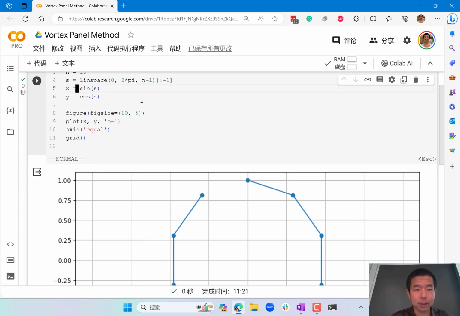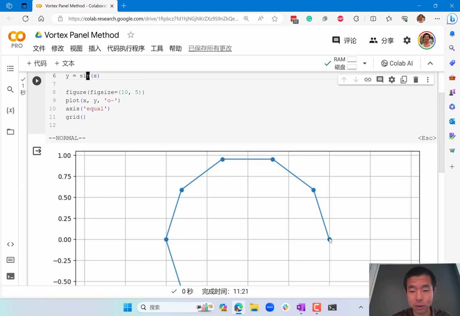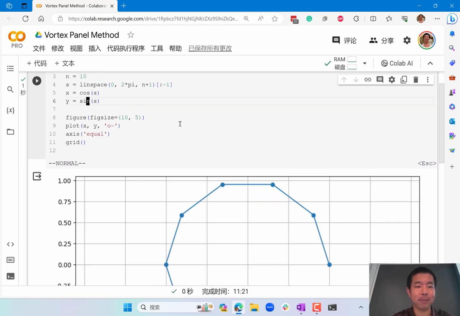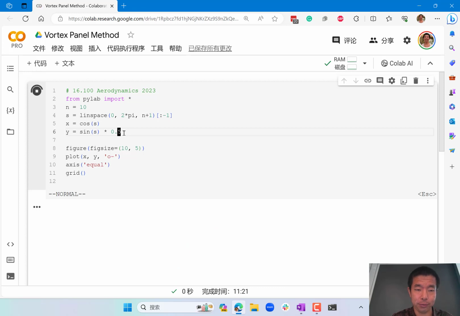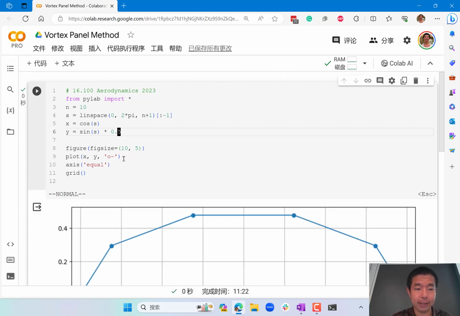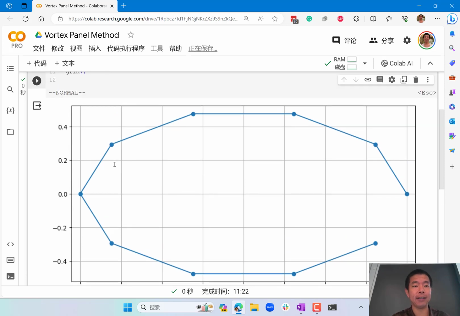Actually, I want x to be cosine, y to be sine. So that makes the trailing edge the first point. That makes things a little bit easier. So actually, let's make it an ellipse of aspect ratio equal to 2. So I'm going to get an ellipse like this. All right.